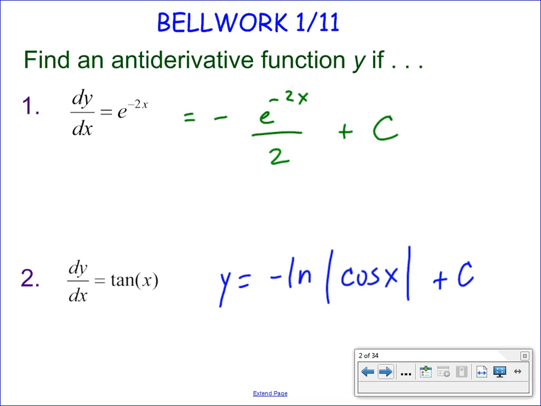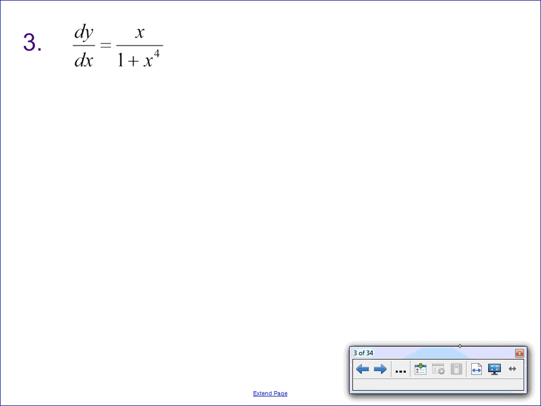Now, you didn't have to include a plus c, because it just said find an antiderivative. If we said find the family of antiderivatives, then you need to include a plus c. Today we'll get in the habit of including a plus c if we find the general solution.